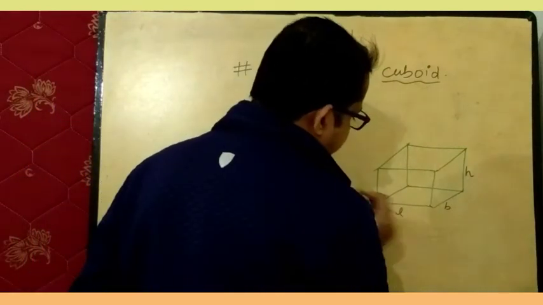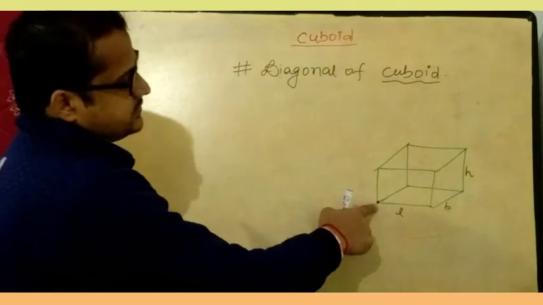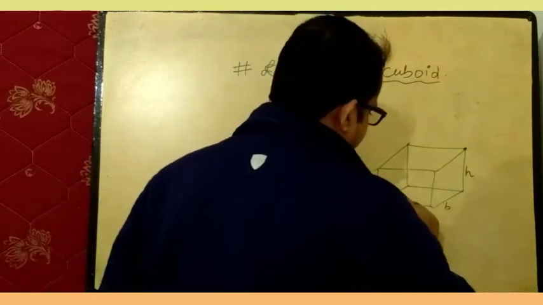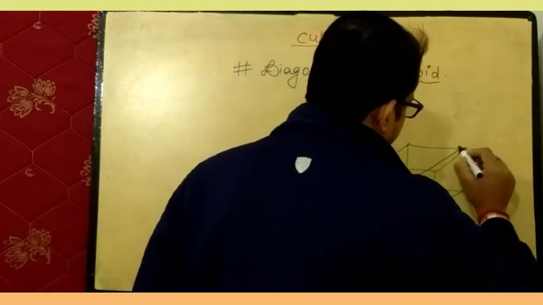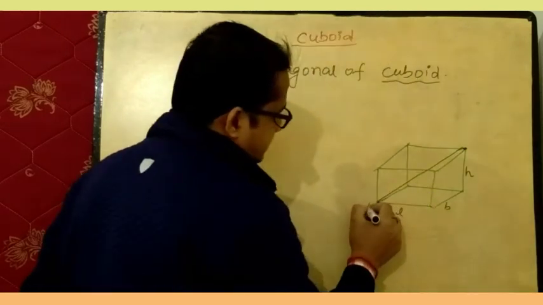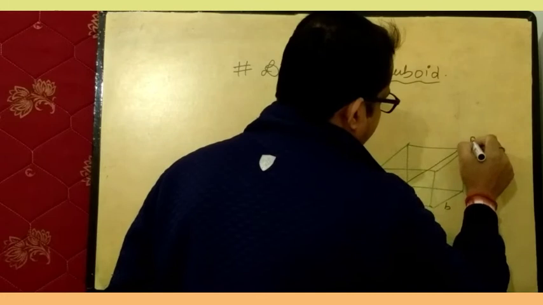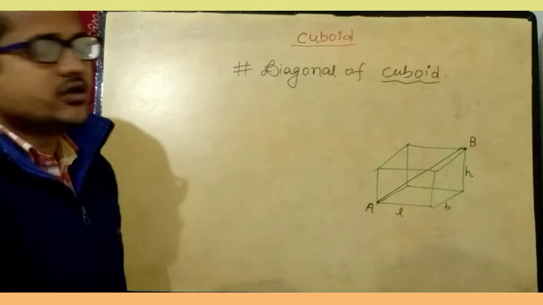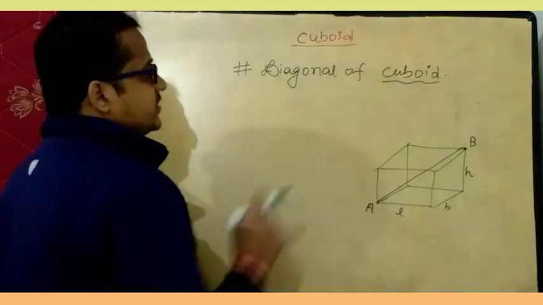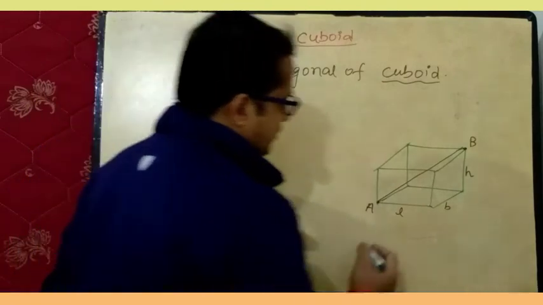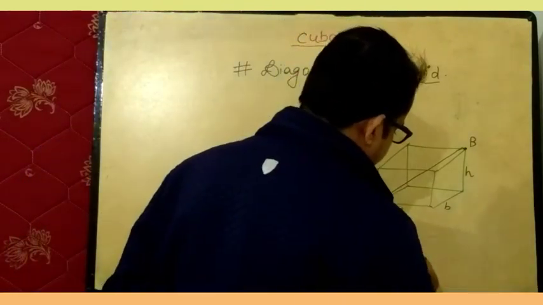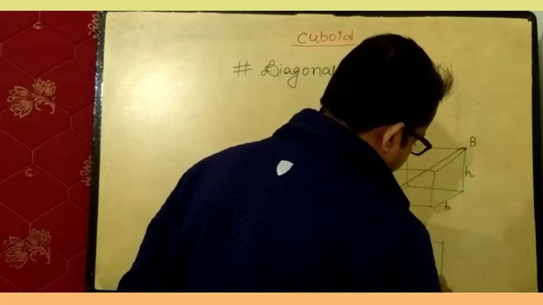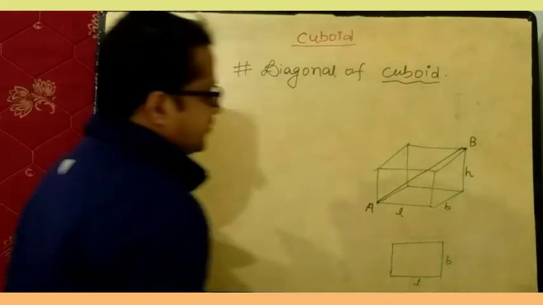If we consider this vertex and the opposite vertex to it, the line segment joining these two vertices, that is A, B, is the diagonal of the cuboid. In order to calculate the length of this diagonal, first of all consider this base having length L and breadth B.